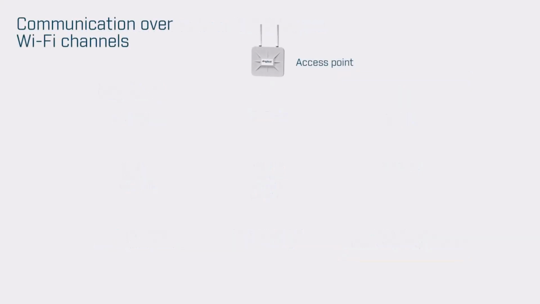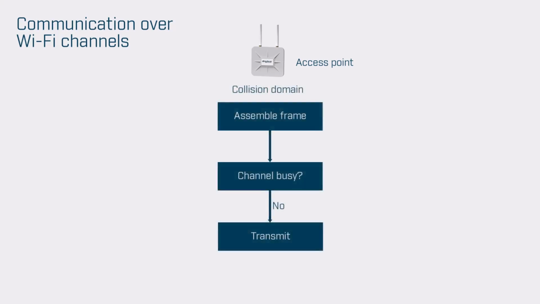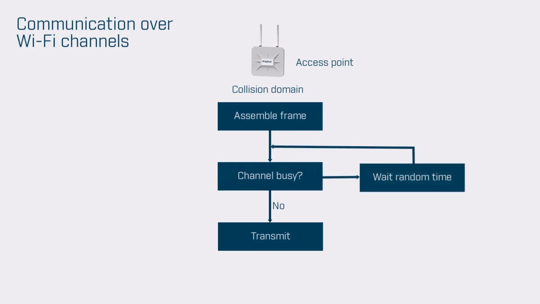Before going into the specific channels of each frequency band, let's first take a look at how communication over Wi-Fi channels works. Each device connected to the same access point is in the same collision domain. These devices listen to each other and take turns using the radio spectrum. If the channel is busy, a device waits for a random period of time before rechecking the channel. Essentially, devices compete for airtime. This process is called Carrier Sense Multiple Access with Collision Avoidance, or CSMA/CA.